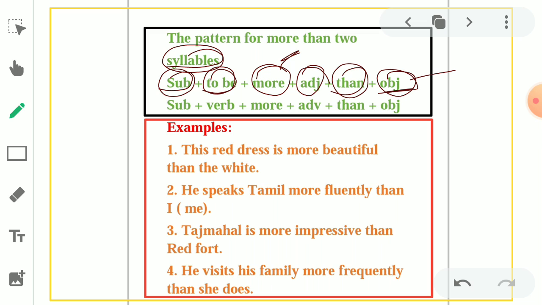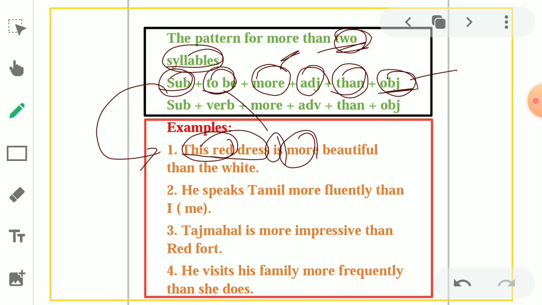Then object. Look at this first sentence. This red dress is nothing but the subject. Is is the to be form. More is used because of the two-syllable word. See here, beautiful is an adjective. Let us see how many syllables are in this, whether it is two or three.